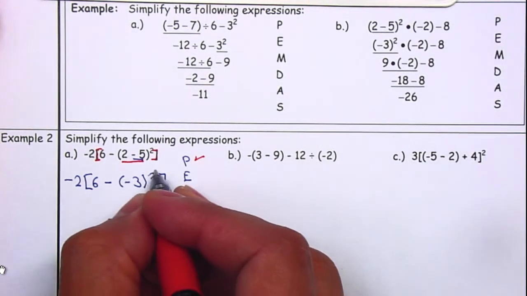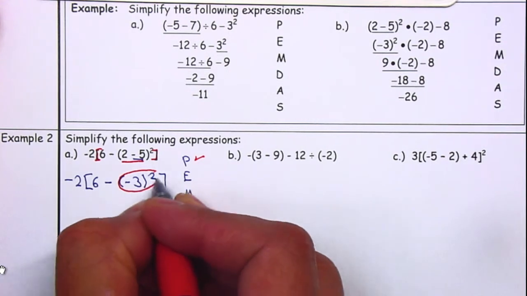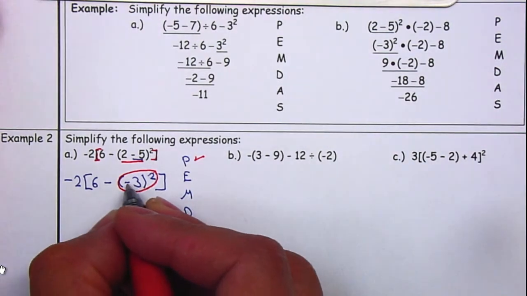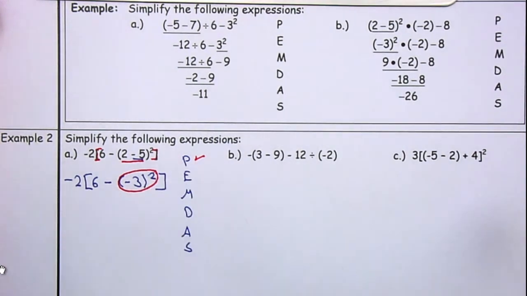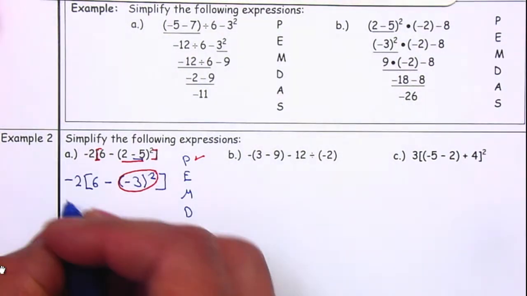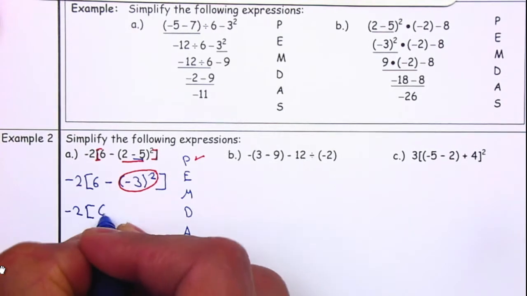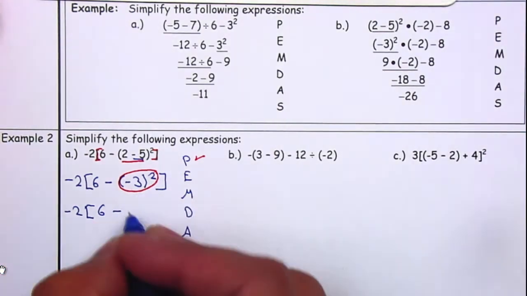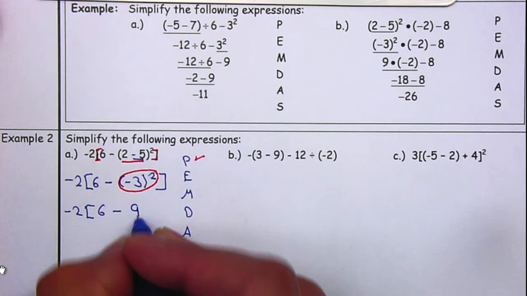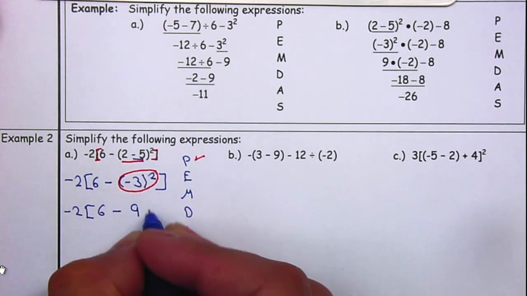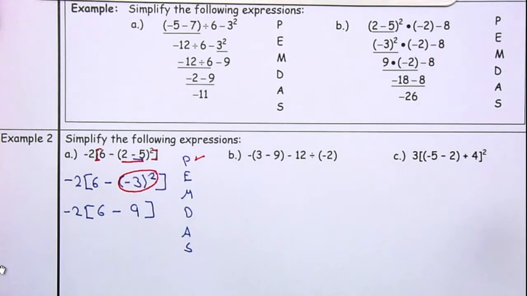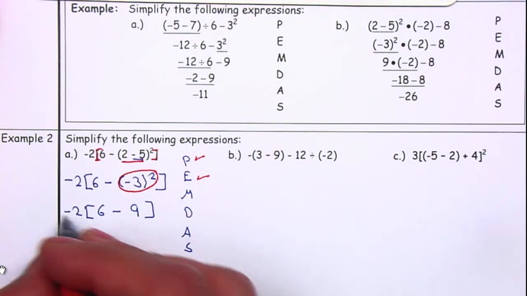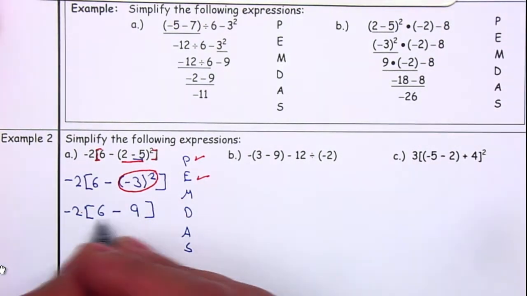Now exponent. So I'm going to take this to the exponent. Now remember, this negative is inside the parentheses, and then we're going to square it. So the negative is also being squared. We have negative 2, bracket, 6 minus, negative 3 squared, negative 3 times negative 3, which is 9. If you want to place in parentheses, it's fine. Bracket. So we finish exponent. We have multiplication, but we first need to simplify what's inside.